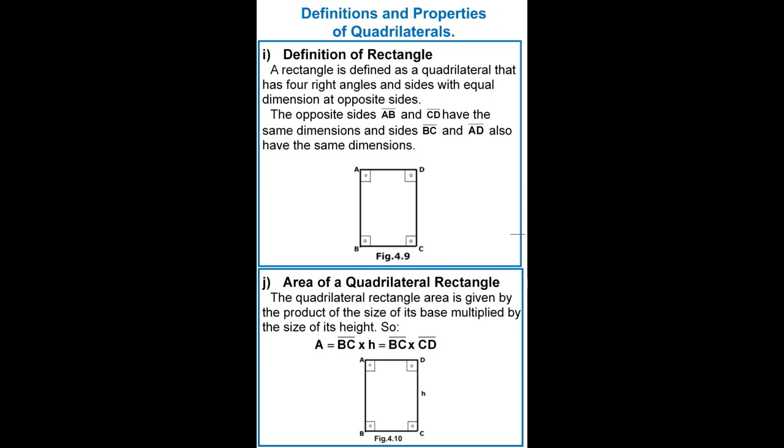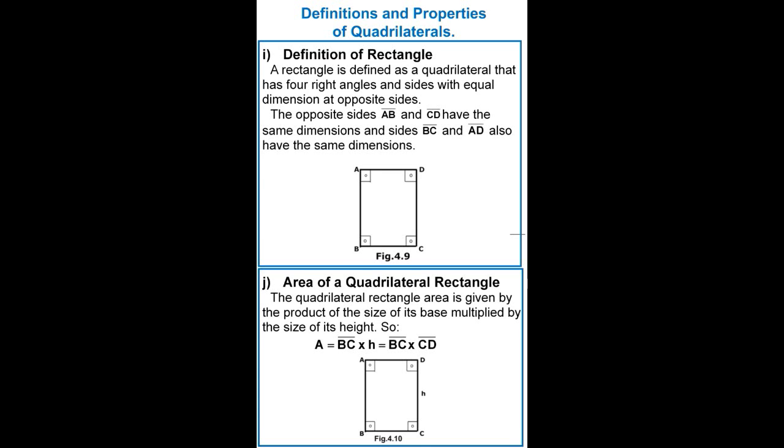This last slide of this first class of Chapter 4 of the course of Basic Geometry shows the definition of a rectangular quadrilateral. A rectangle is defined as a quadrilateral having four right angles and opposite sides with equal dimensions two by two. Thus, in Figure 4.9, the rectangular quadrilateral ABCG is represented. The sides AB and CG have the same dimensions and they are opposite. Also, the sides BC and AG have the same dimension and they are opposite.